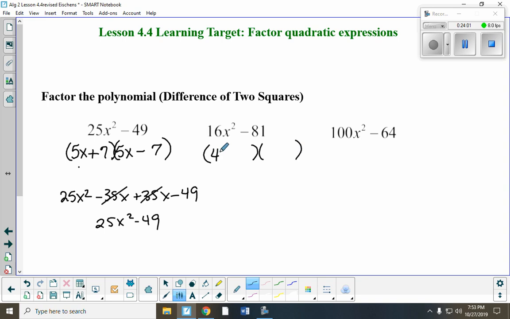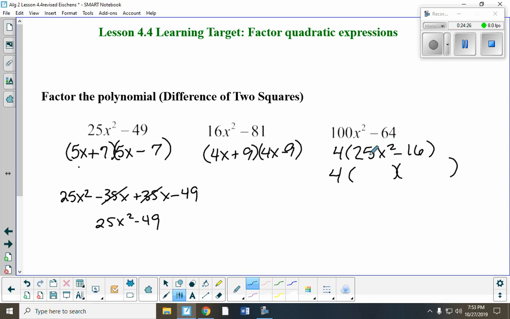So 4x and 4x gives us 16x squared. 9 times 9 is 81. One is a plus and one is a minus. And the next one, oh, no, we can take out a greatest common factor of 4 actually again in this case. So it's 25x squared minus 16. So the 4 just stays out front.